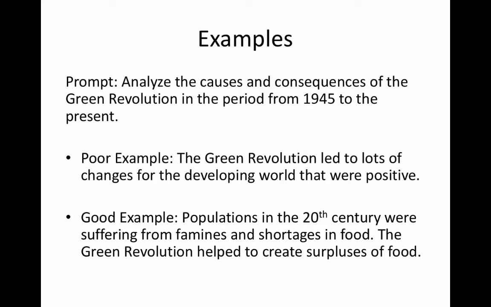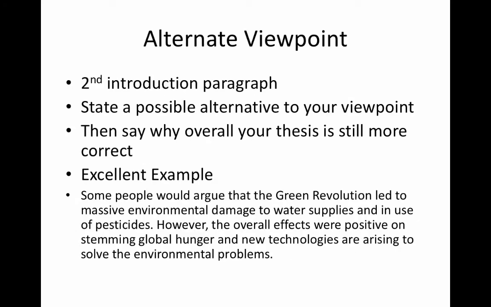But here's a really good example. Populations in the 20th century were suffering from famines and shortages in food. The Green Revolution helped to create surpluses of food. So notice what I have here, it's much more specific. I know very specifically what the cause was, famines and shortages of food. What the effect was, the Green Revolution created surpluses of food. So I've given very specific answers to all parts of the question.